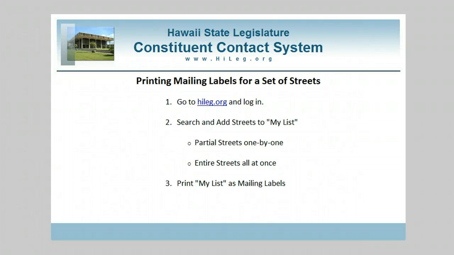This video explains how to print mailing labels for a set of 4 streets. We do this by using the system to build a list of addresses street by street. Once the list is complete, then we can print the list as mailing labels directly onto Avery 5160 format 30 per page labels.